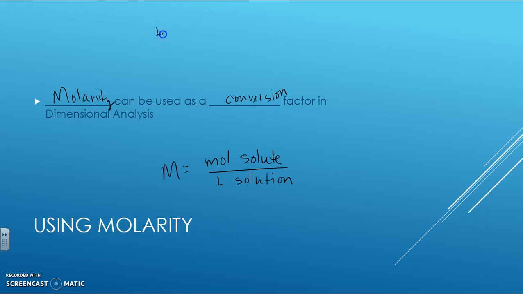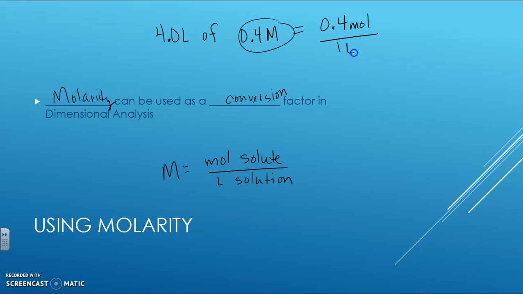Okay, so let's say that I have 4.0 liters of a 0.4 molar solution. Well, that right there just means that I have 0.4 moles per 1 liter. And I can use that to figure out how many moles I have by setting it up, making sure that my units, if I have liters here, I have to have liters on bottom, and then they cancel, and that would let me solve for moles, right? 1.6 moles. Okay, so that's what we're going to do.